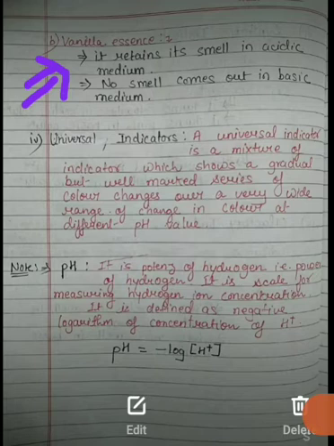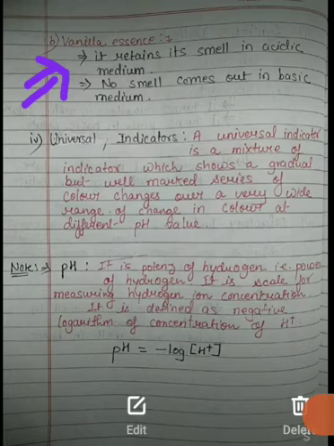Okay, it simply enhances the flavor. So what happens? It retains its smell in acidic medium. When we add vanilla essence in acidic medium, it will retain its smell, that is, the smell enhances. And when we add vanilla essence in basic medium, then no smell comes out. So this is about the olfactory indicator.